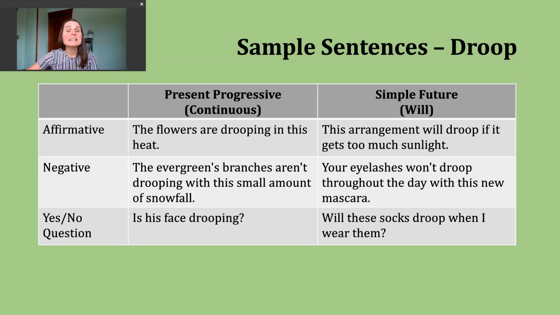Okay. Let's take a look at a present progressive yes or no question. To do this, I start with the form of be. So again, am, is, are, right? Then I have my subject, and then the ing form of the word. My example sentence here is, is his face drooping?